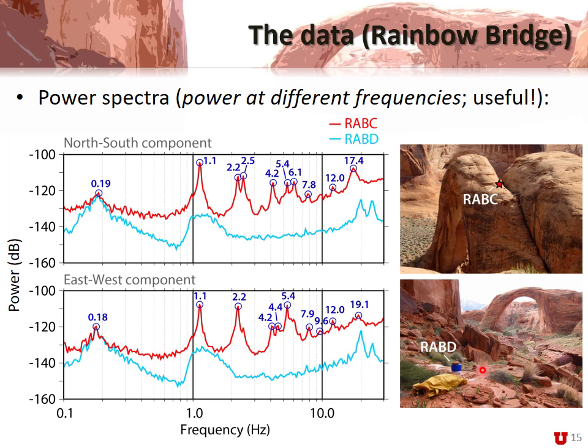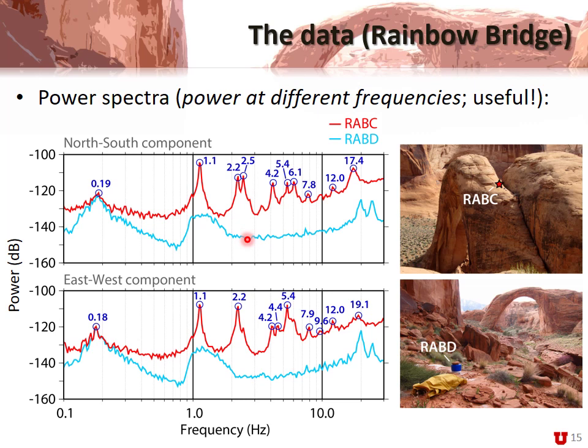And so you can see in red, the RAB-C readings have these very distinct peaks, spikes at distinct frequencies, and those are not experienced the same, 100, 200 meters away on the canyon floor at this reference sensor RAB-D. So these peaks at 2.2, 2.5 hertz are not present on this sensor. So these are really local phenomena.